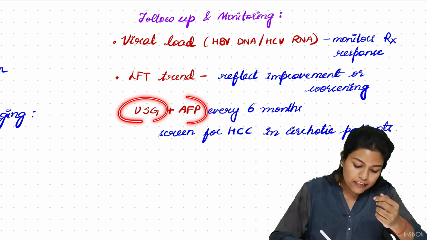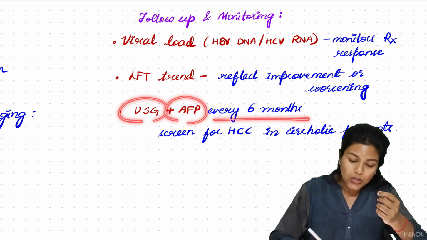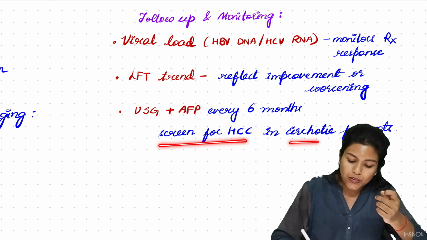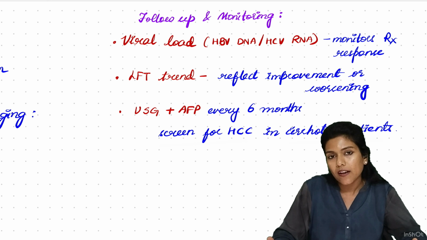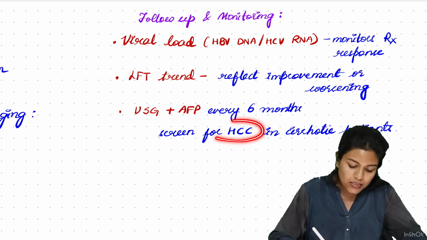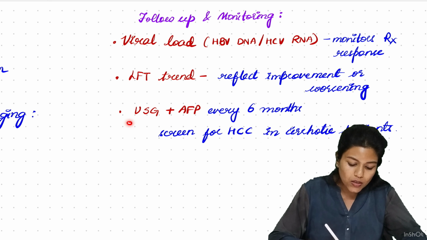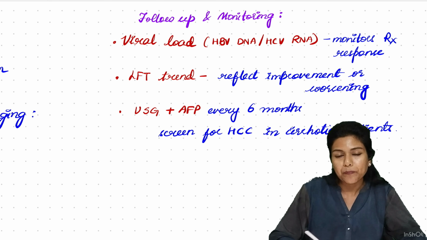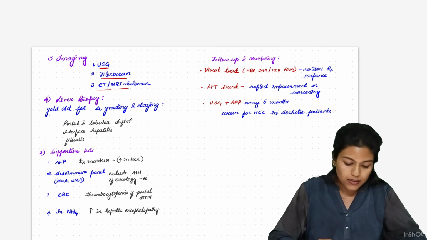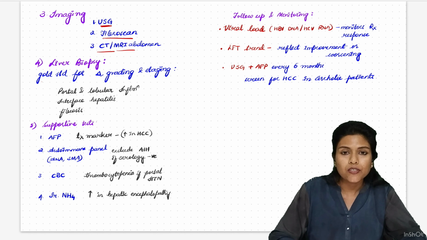And ultrasound and AFP can be done every 6 months to screen for HCC in cirrhotic patients. Cirrhotic means it is advanced, so it may again progress to HCC. To screen for HCC every 6 months, we can do ultrasound and AFP monitoring. So this is all about the clinical features and the investigations regarding chronic viral hepatitis.